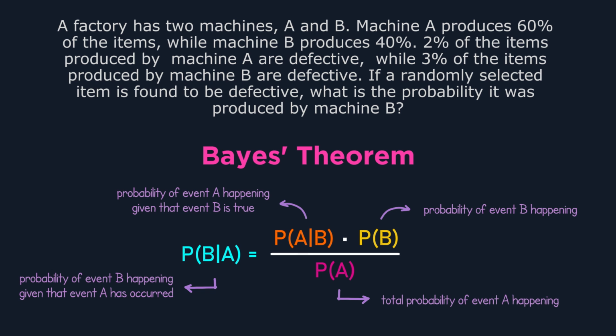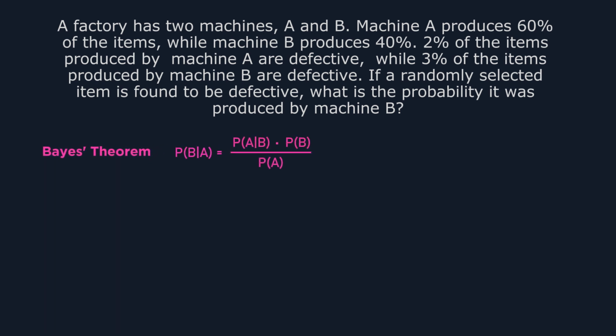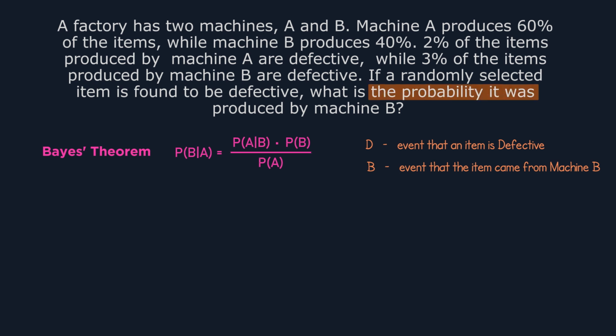Now let's apply it to our problem. It may be easier to understand if we change the variables a bit, so we let D be the event that an item is defective, and let B be the event that the item came from machine B. I know assigning variables and figuring out what goes where can be a little tricky at first, but here's a simple technique. First, look carefully at what's being asked. In this case, we're asked to find the probability that an item came from machine B, given that it's defective. So we need to use the probability of B given D as the left-hand side of the equation.